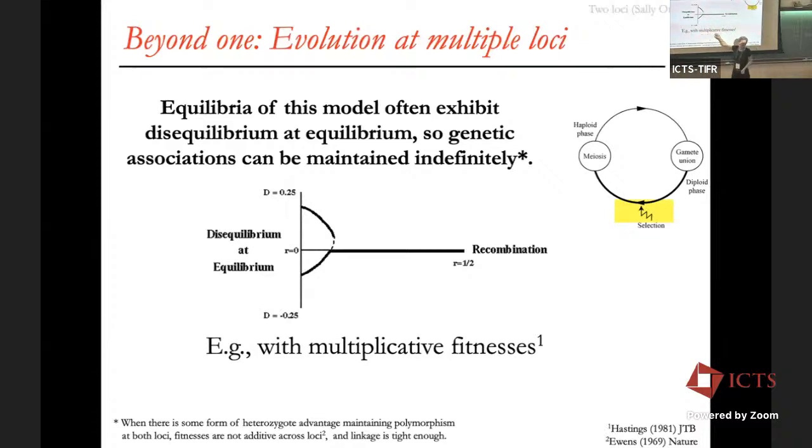And this is with multiplicative fitnesses. So let's park that in your head. Let's talk about that in a second. But what Hastings showed is that with a tight enough recombination, you actually maintain really strong disequilibrium. So you tend to either see big A, big B, or little a, little b, or you see the opposite. And if you work through the fitnesses, you could convince yourself that having these combinations is more fit with multiplicative epistasis than the multiplicative fitnesses. And I should say that this was diploid and had heterozygote advantage at the loci.